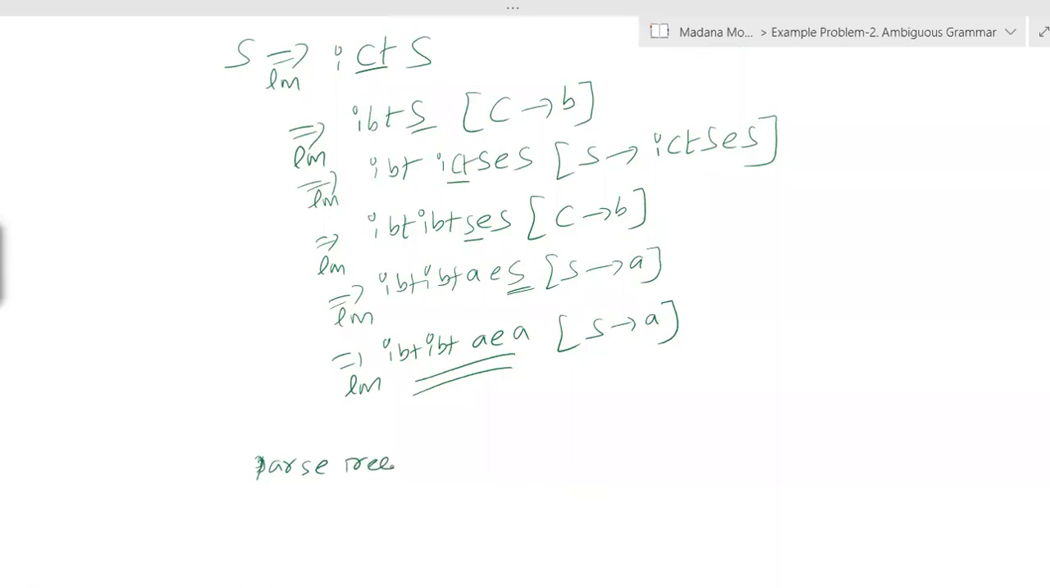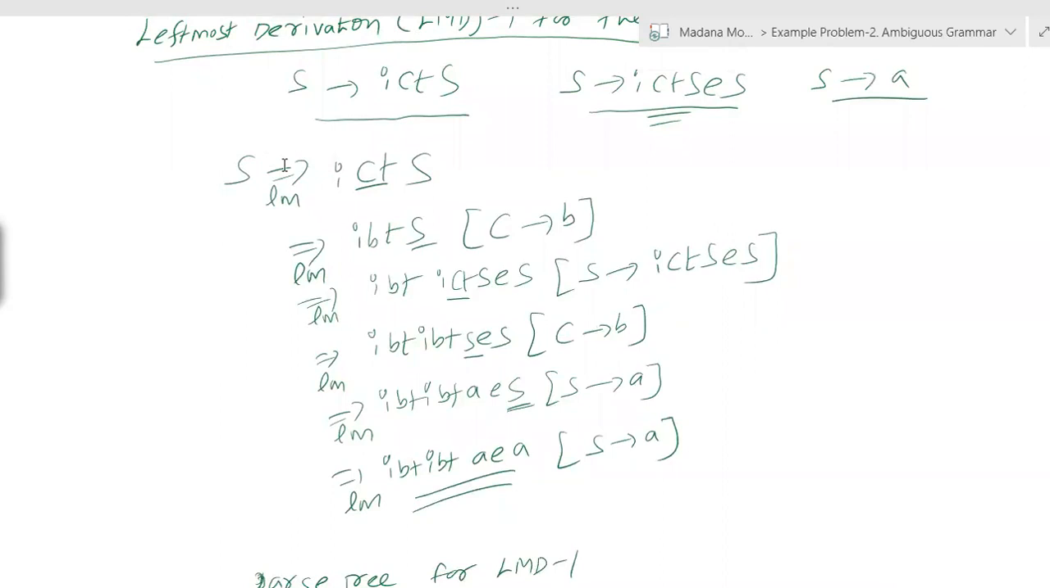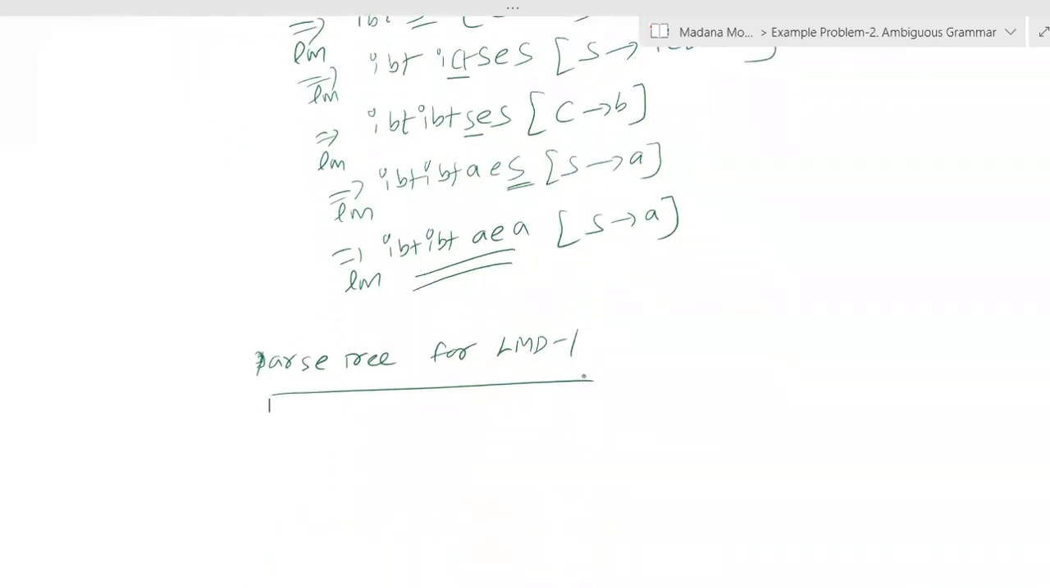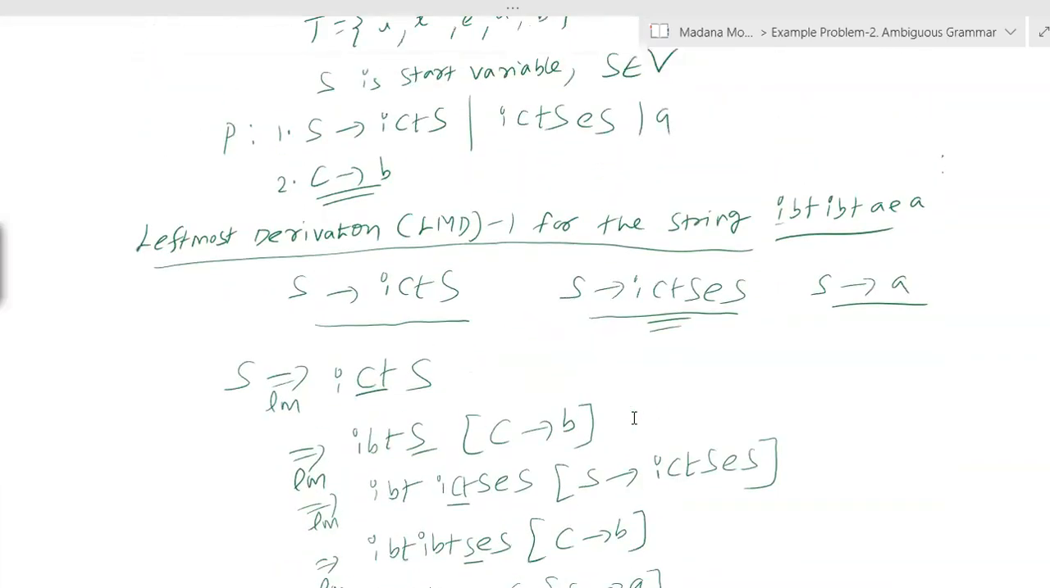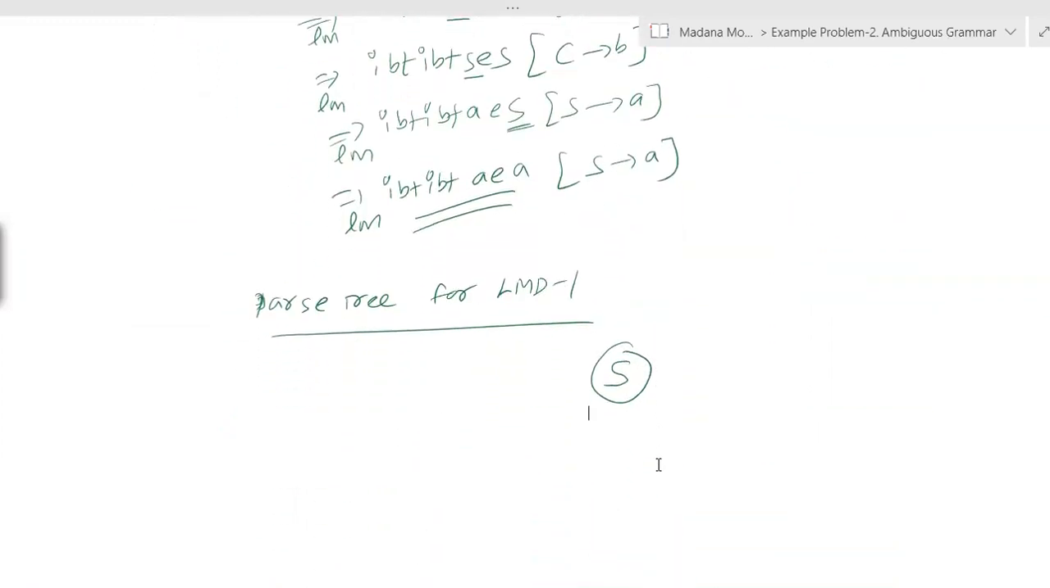Parse tree for leftmost derivation 1. Same process here. First we have taken S derives ICTS. Now consider S as the root. First here we have taken S. Now the children are the first step. What substitution we used? ICTS are the children of S. You can connect from left to right. So here first I, then C, then T, then S.